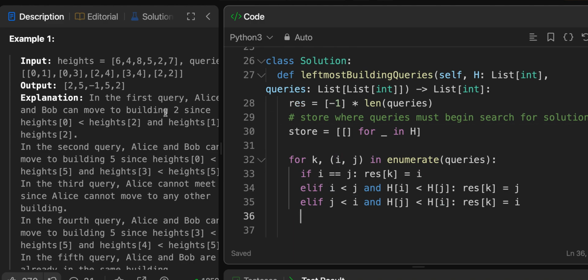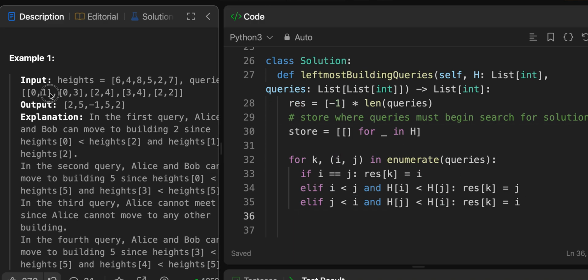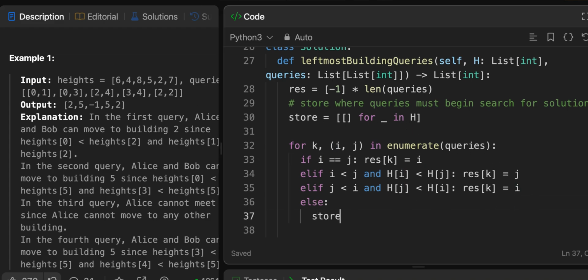Looking at this one here, so 0, 1, where do we need to look for a solution? Starting at what index? Well, we know that 1 didn't work. So that means we need to start at the next one. So what we do is we store it here. So we say, okay, else store at max of I and j. So starting afterwards, like 0 and 1. So we start at the bigger index.